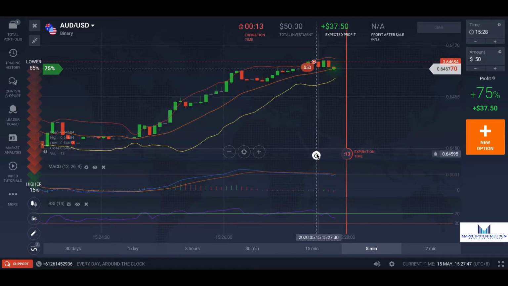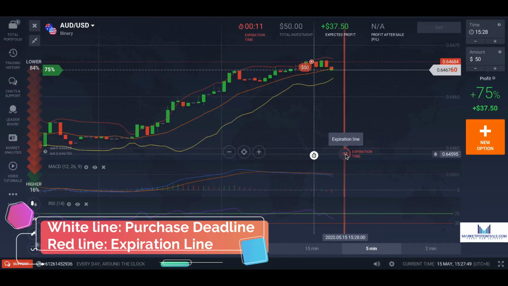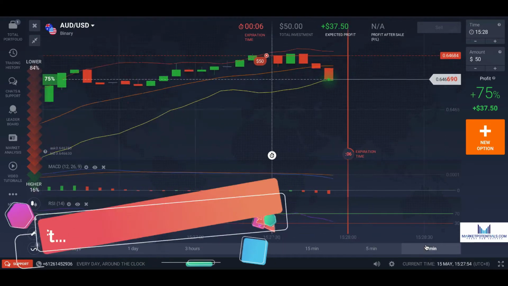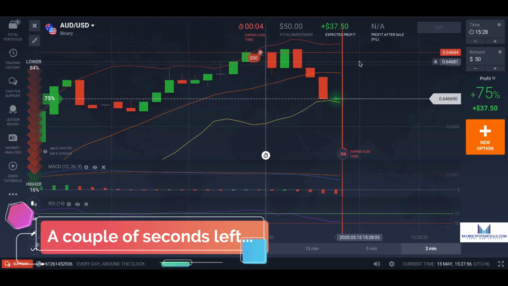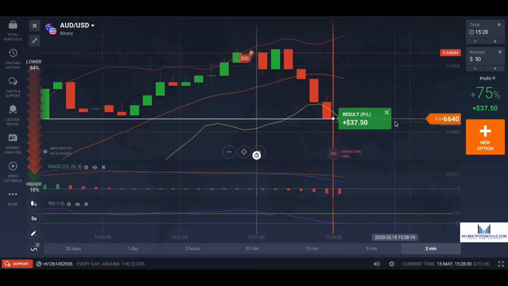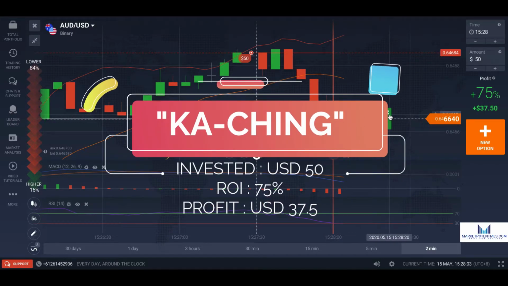As you can see, the white line is the purchase deadline and the red line is the expiration line. So I've got about 10 seconds left. It seems to be going my way now. The chart is lower, as you can see here. This is the point I initiated the trade. A couple of seconds left, and there we go. So that's $37.50 in profit this afternoon for the first trade.